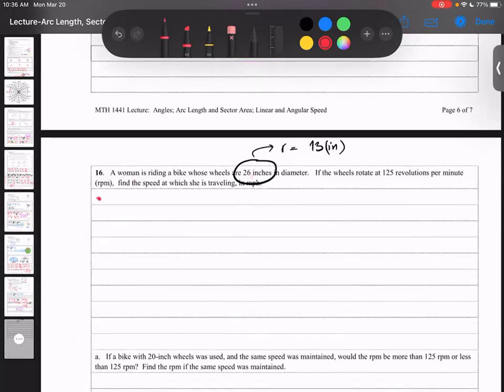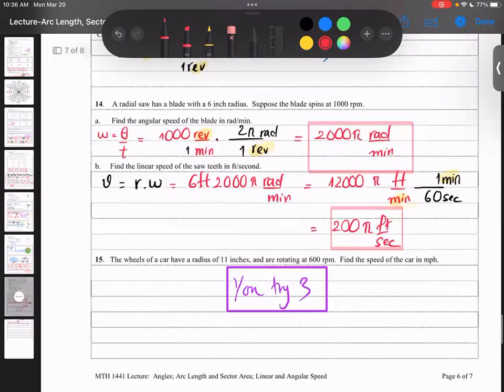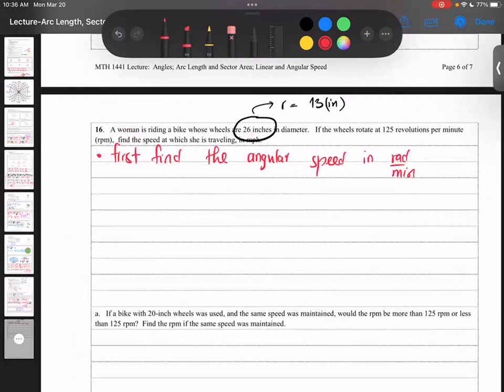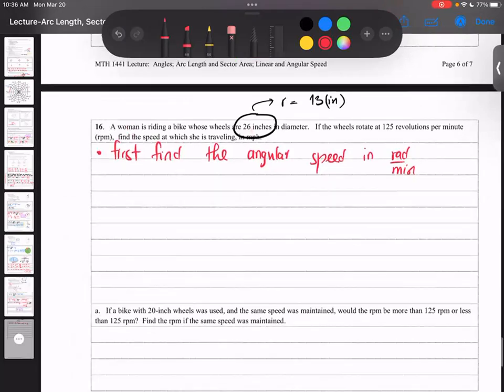So first, find the angular speed in radian per minute. It's pretty much similar to number 14. In number 14, they break it up into two parts for you, whereas in number 16, they don't do that, right? They just ask you the ultimate question. But in terms of showing the work, it is two parts. So first we find the angular speed, which is omega. The given omega is 125 revolutions per minute. This right here, that's your omega.